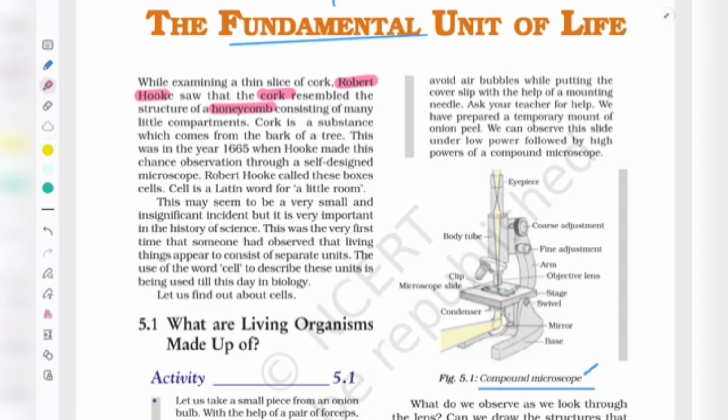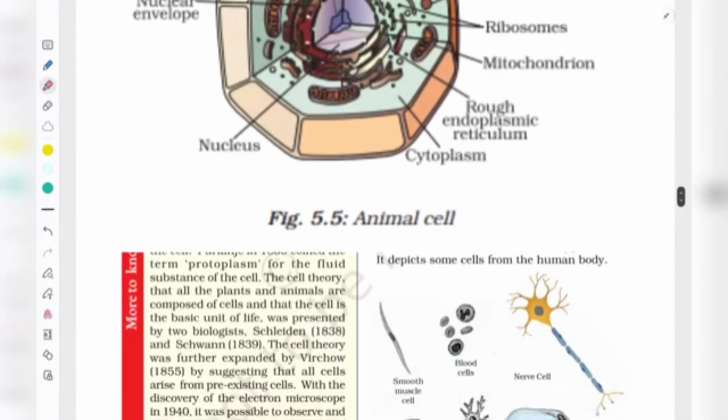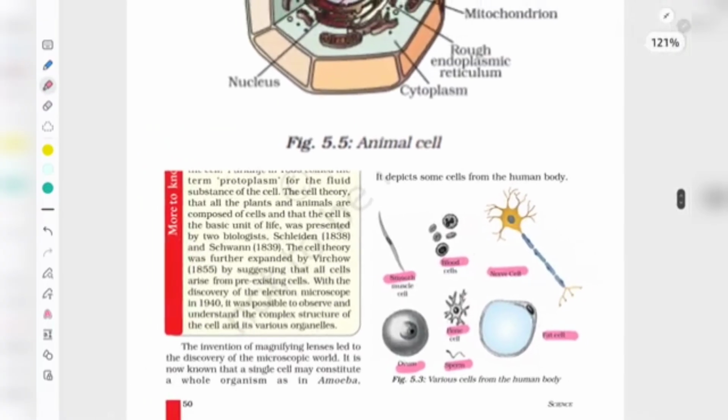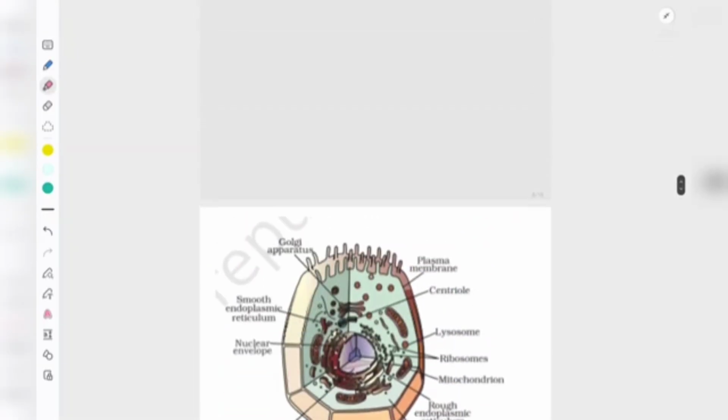After that we had Leeuwenhoek, who gave us the living cell. So what was the contribution of different scientists in the discovery, what are the functions of all the different organelles, how cells actually work, what different kinds of cells we have. For example, you can check here. You have this nerve cell, fat cell, bone cell, sperm, ovum, smooth muscle cell, blood cells. So you can see that all these cells are very different, and all these cells are present in your body. So that's about animal cells. Other than this, we have plant cells as well, and that's what we are going to discuss in the next class.